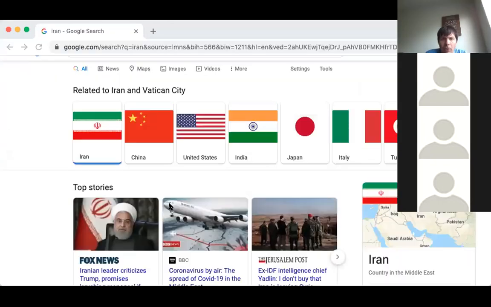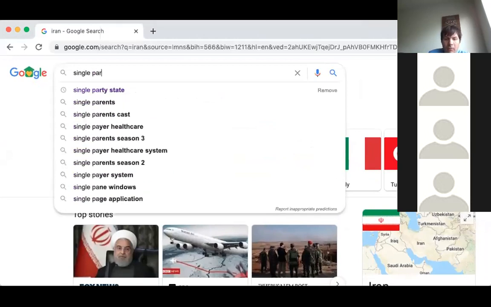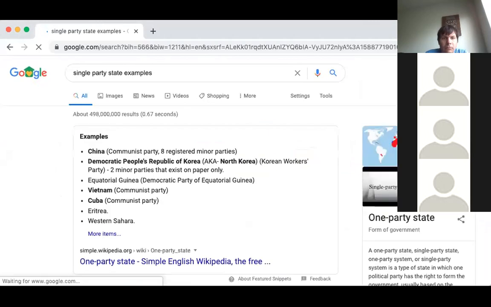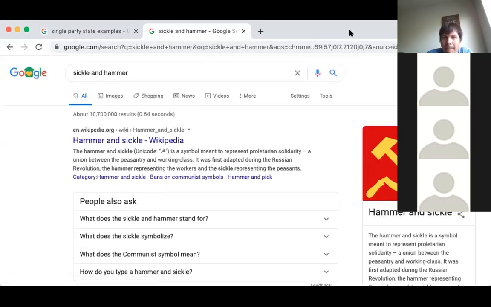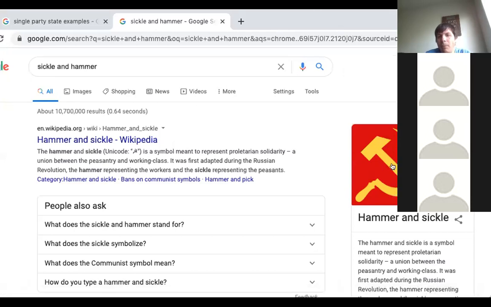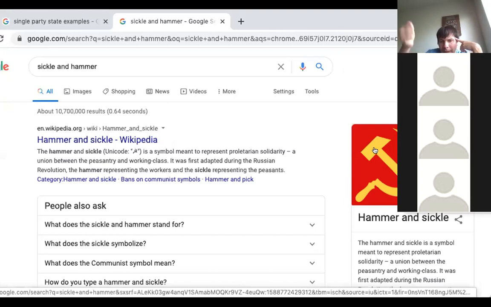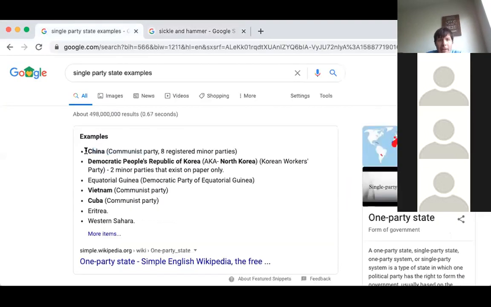I'm going to show you my screen. Can you see my Google? Yeah. So in China, they only have one political party, the Communist Party. That's why if you look at the slideshow, do you see the picture that's on single party state? What is that picture of? Something red. Does it look like that? Yeah. That's the symbol for the Communist Party. That's why I put that on there. We'll learn more about it, but it's meant to symbolize the workers, a hammer, and the peasants or the farmers united together. Anyways, so China would be an example of a single party state.